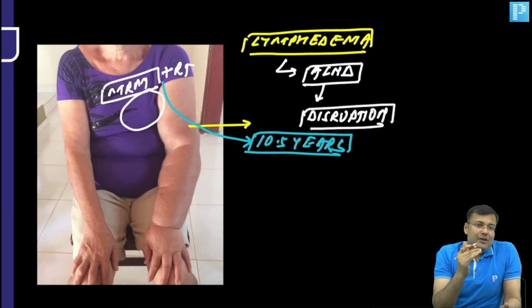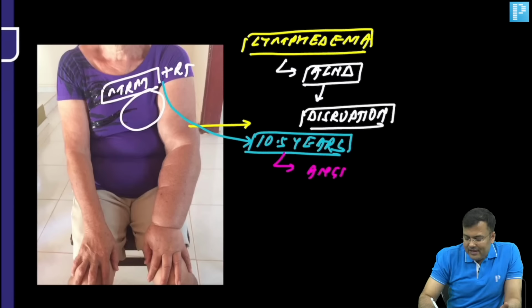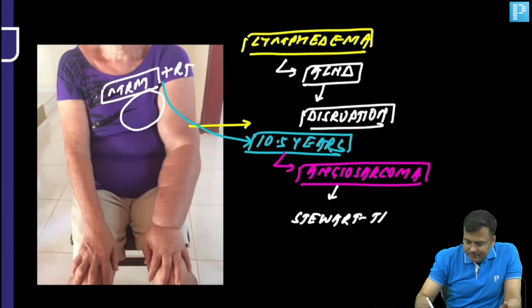So after 10.5 years of modified radical mastectomy plus radiotherapy, if the patient develops angiosarcoma, and you know this angiosarcoma is also known as lymphangiosarcoma, this is known as Stewart-Treves syndrome.